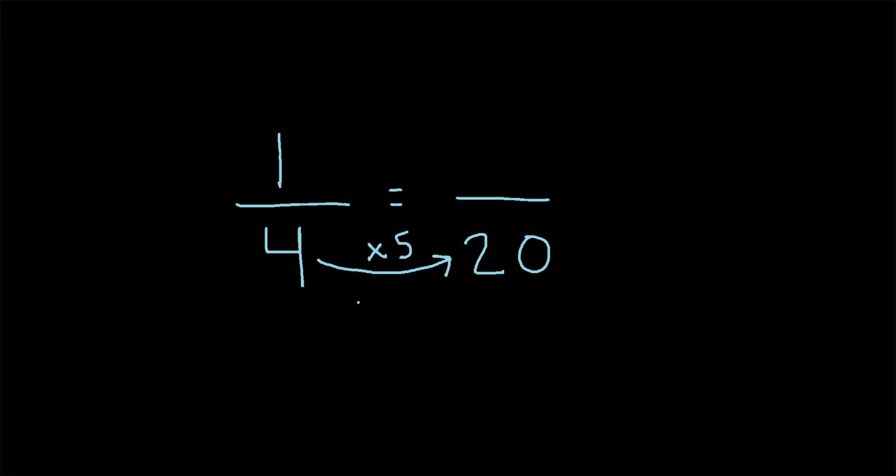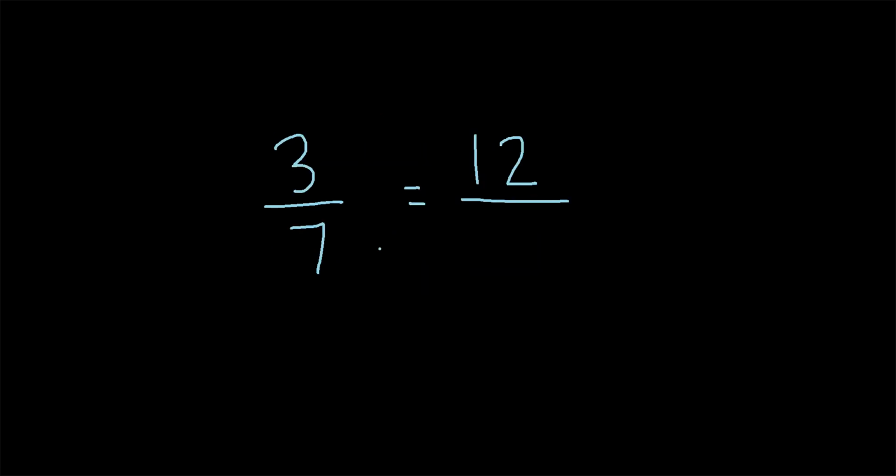So whatever we do in the denominator, we can then do the same thing in the numerator. So we can say, okay, what is 1 times 5? Well, 1 times 5 is just 5. So that's our answer. 1 over 4 is equal to 5 over 20. Or in other words, these fractions are equivalent. They have the same value. All right, let's try another example.